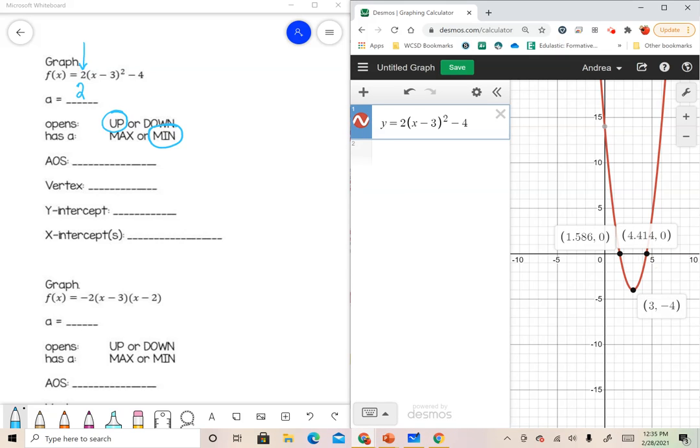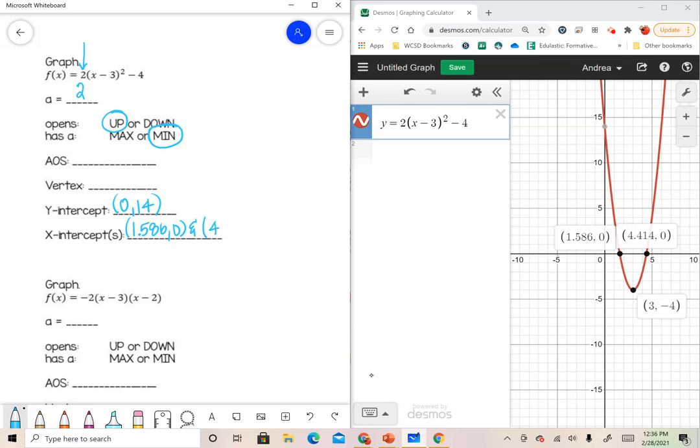Now I'm going to click on all the points that Desmos gives me. Okay, let's start with 0, 14. That is my y-intercept. It's where it crosses my y-axis. So 0, 14, that's my y-intercept. I'm going to unclick it because I'm done with that point. Next point I see right here. I have 2 points along that x-axis. Those are my x-intercepts. I'm going to put in exactly what Desmos tells me, 1.586, comma 0.